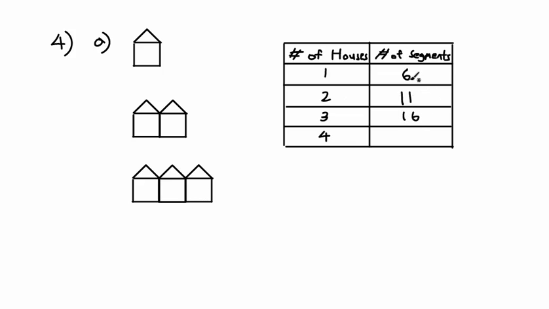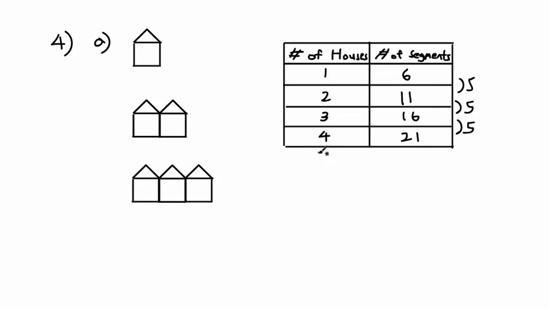Okay, so what's the first difference between 11 and 6? It's 5. 16 minus 11, it's also 5. That means for the fourth one, when we have 4 houses, we'll have 21, because 16 plus 5 is 21. And what's the first difference between these two? It's 21 minus 16, which is 5. So that's how you know we did this right.